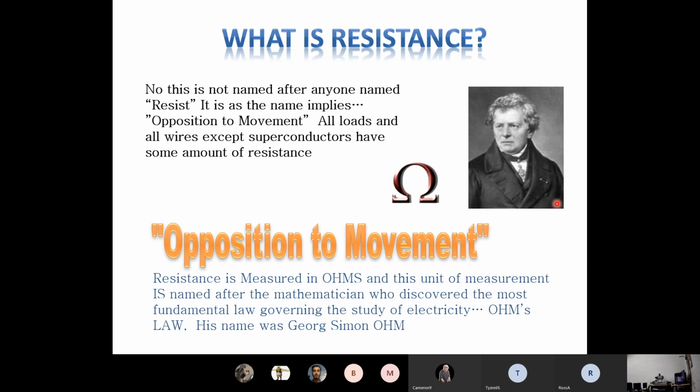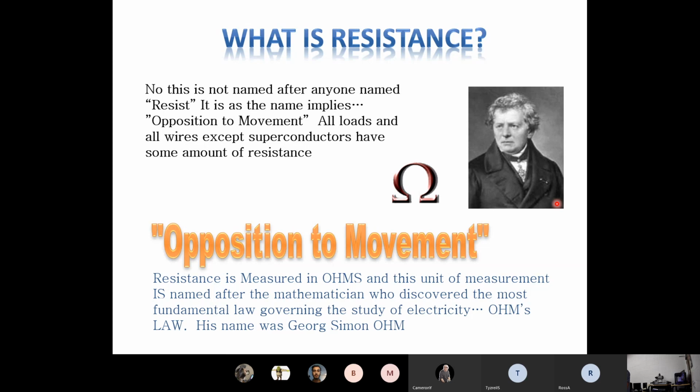Oh. That's his last name. An ohm is the measurement of resistance. Oh, his name is George. Yeah, Georg, or George. You can just say George. We're just going to go with George. George Simon Ohm came up with Ohm's law, and that's why we measure resistance with ohms.